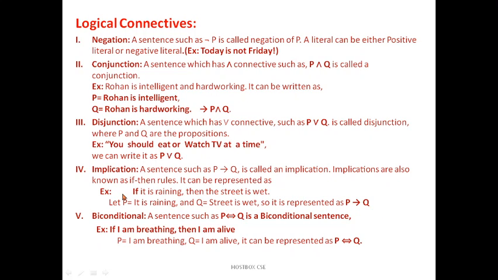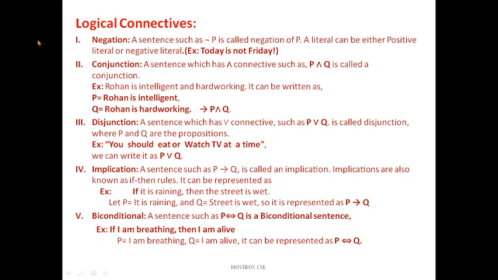And one more is important, bidirectional, biconditional. Here a sentence such as P bidirectional Q is a biconditional sentence. The one more is if and only if. Example, you can say, if I am breathing, then I am alive. So consider I am breathing is the P, and I am alive is the Q. How do you represent it? P implies Q, and Q implies P, P bidirectional Q.